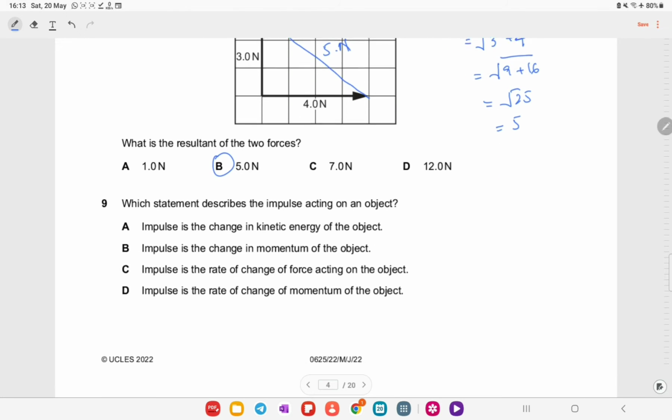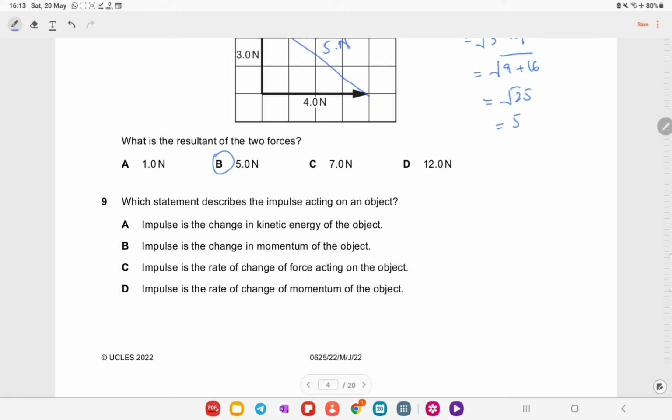Okay, move on to the next question. Which statement describes the impulse acting on an object?